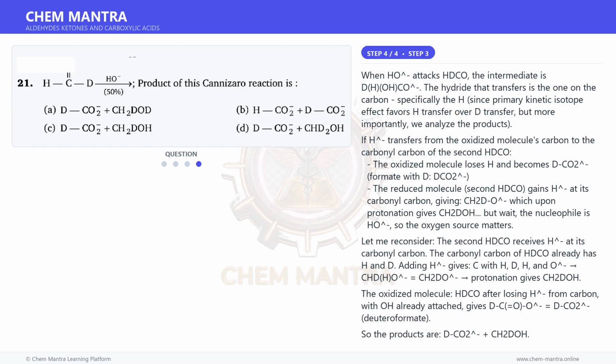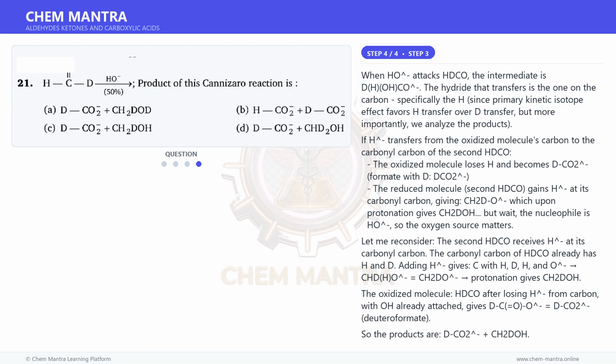Why not option A, DCO2- plus CH3OD? That would require D from solvent, but the alcohol oxygen comes from the original carbonyl, not from OD-. Why not option B? This would require two different oxidation products. Why not option D, CHD2OH? This would require D transfer instead of H transfer, which is disfavored by the kinetic isotope effect.